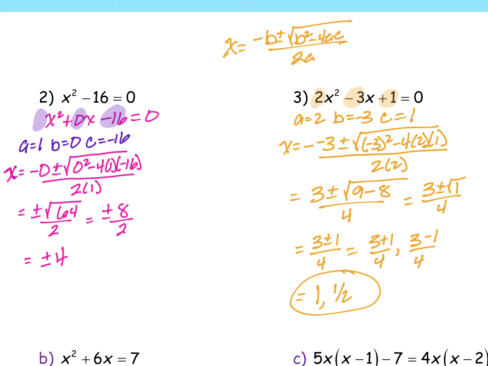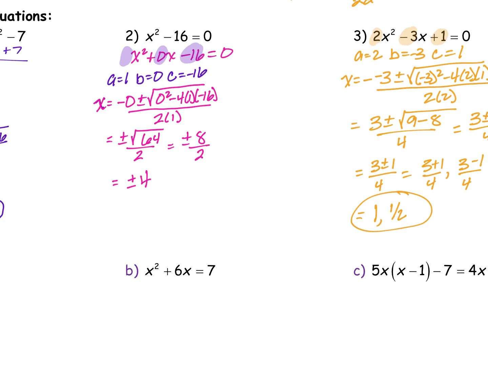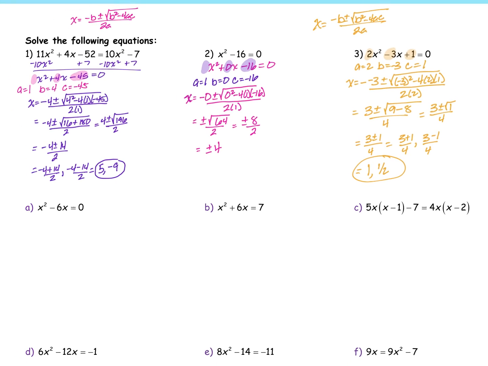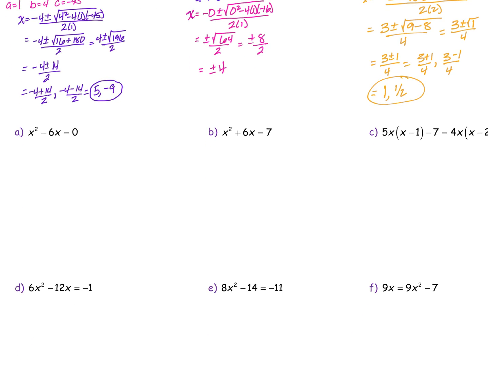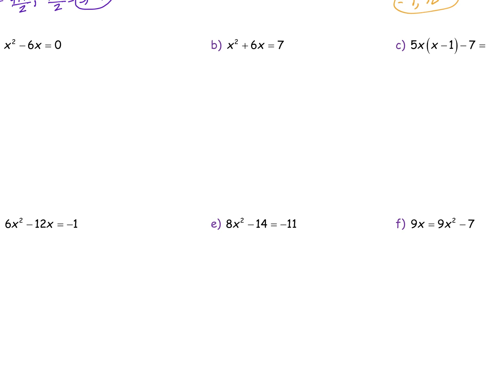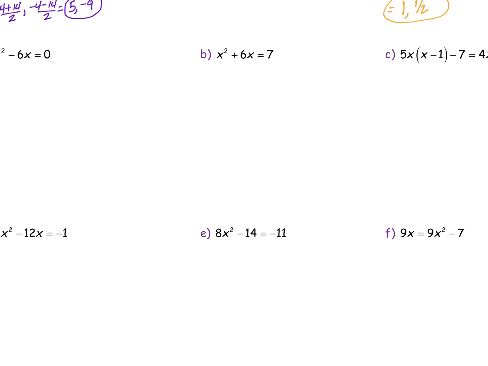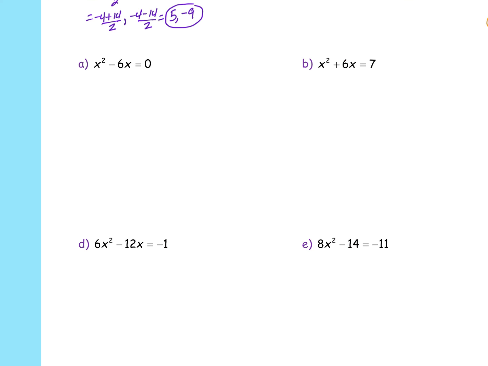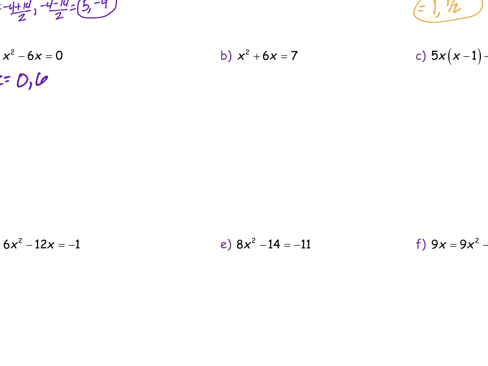Okay, so we're going to see how you guys do now. So here's A, B, and C. Let's put these up there. I think I can get 6 of them up there at a time. So let's go ahead and put those up there. For A, my answers are 0 and 6. Everyone okay with that one? I should say X equals. And then for B, my answers are X equals negative 7 and positive 1.